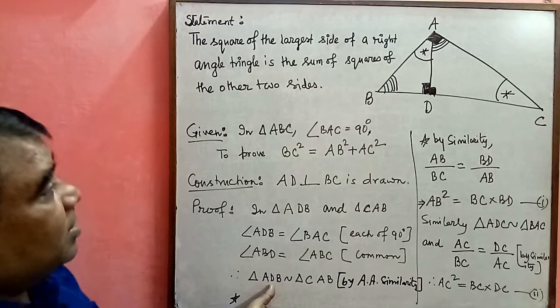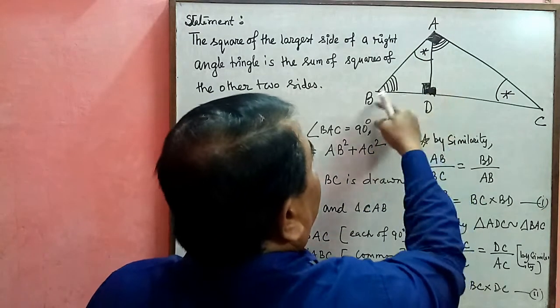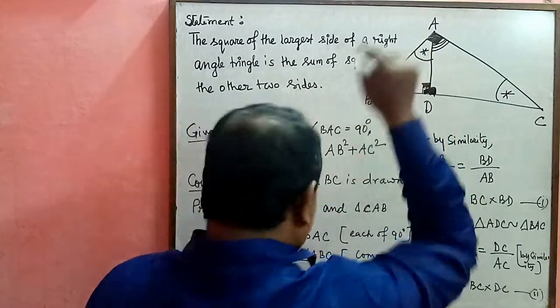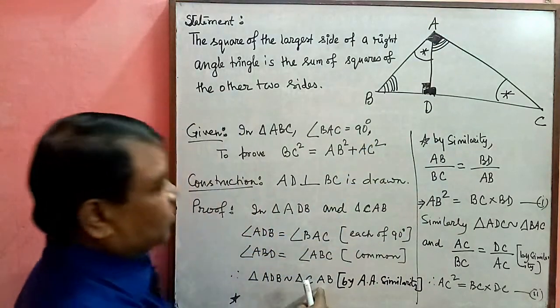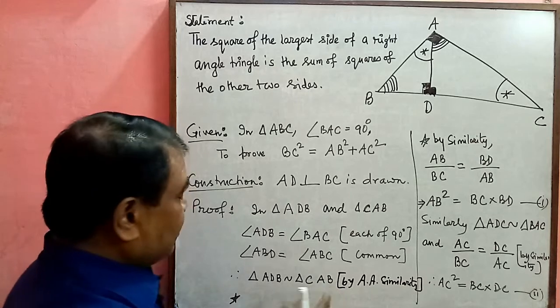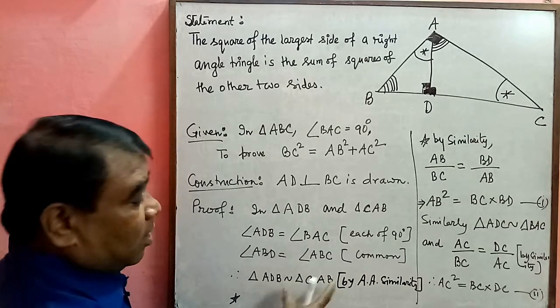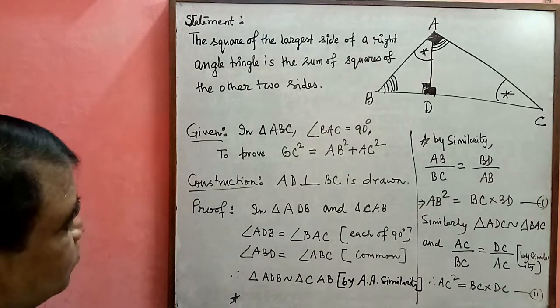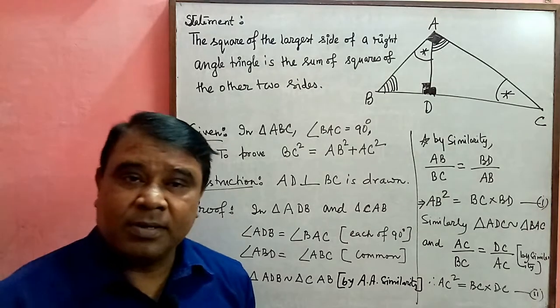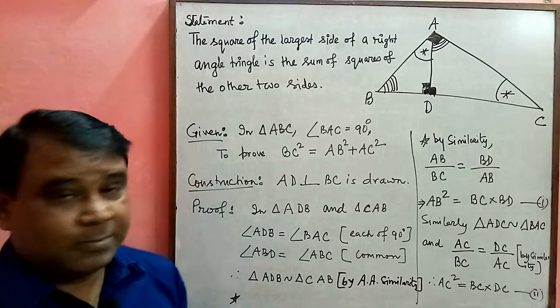Angle D, here ADB, in triangle ADB, D is 90 degrees, and in CAB, A is 90 degrees. And angle B is common to both. But we will not consider the ratio opposite to angle B.